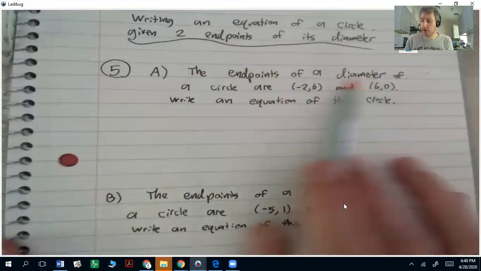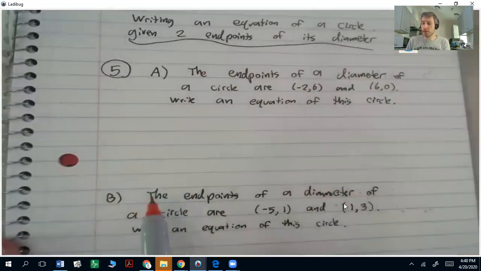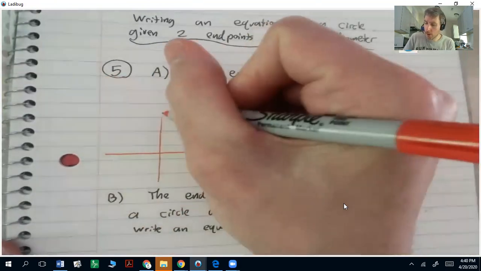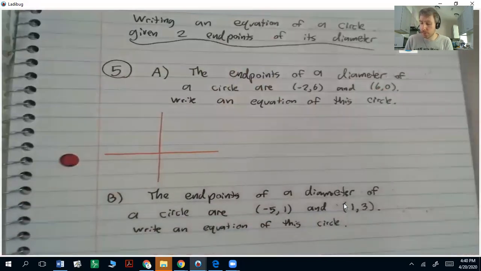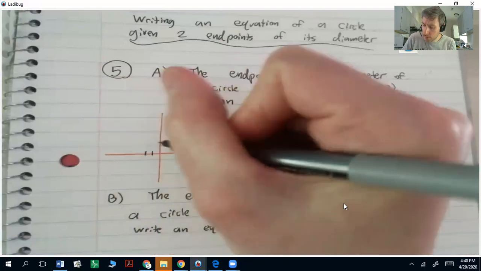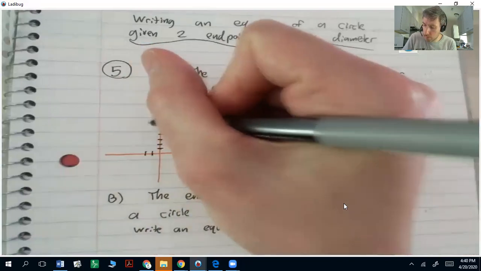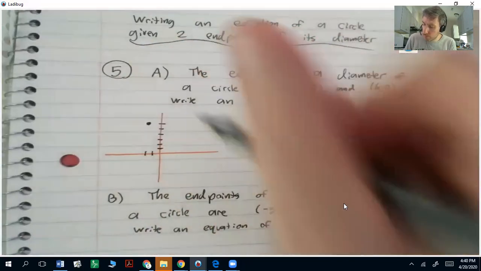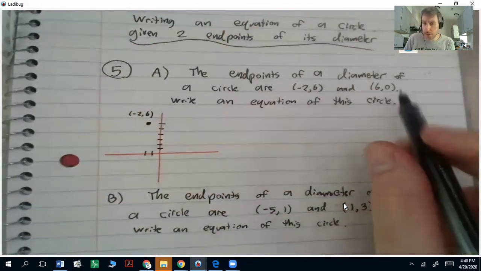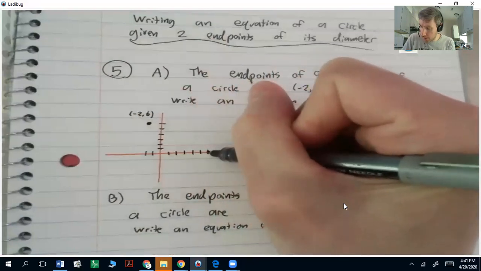The endpoints of a diameter of a circle are (-2, 6) and (6, 0). We want to write an equation of the circle. So let's visualize this circle, figure out where we can get the center. There is (-2, 6). (6, 0) is going to go 6 to the right, and it will not go up or down.